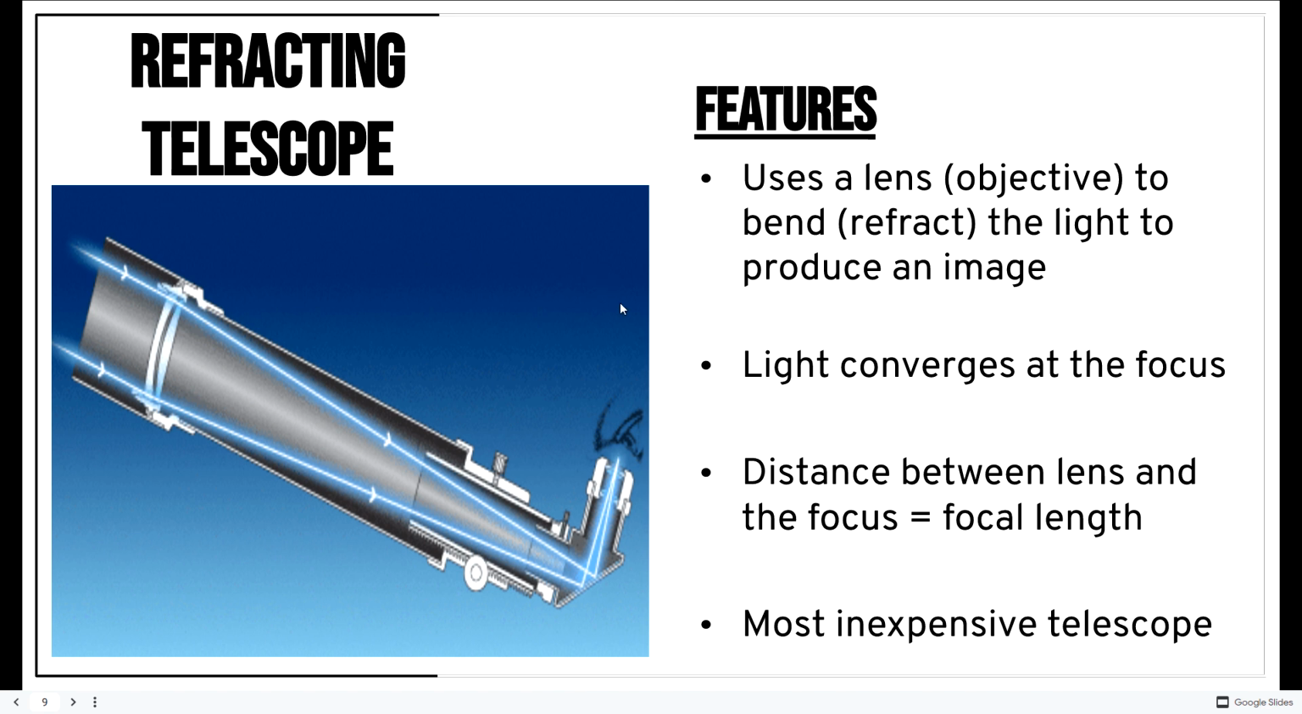Refracting means it bends the light. And these are the most inexpensive, so they're the more affordable telescopes to get. This is what most of the telescopes that you can get at places like Walmart, Target are going to be.